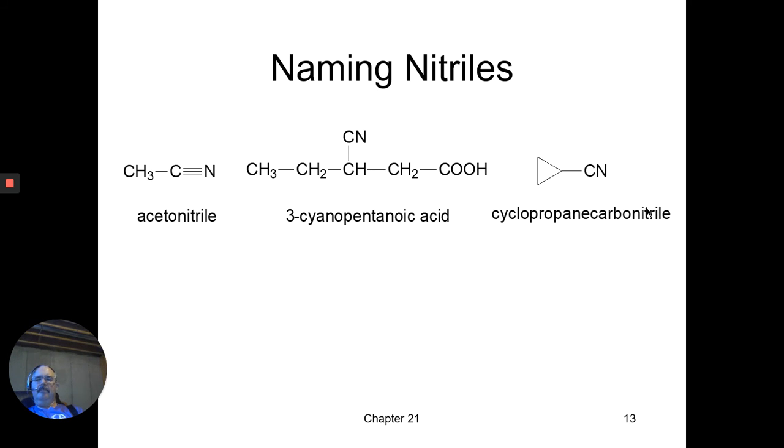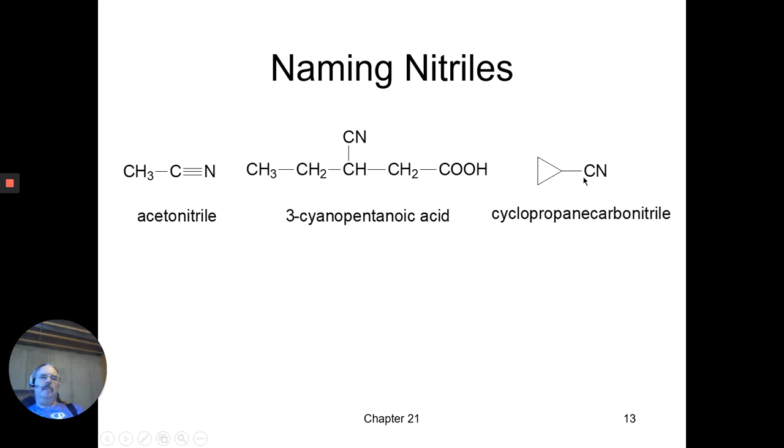In common nomenclature, this is called acetonitrile. In the IUPAC, it's called ethane nitrile. We don't drop the E. Okay, in this middle example, the carboxylic acid takes priority. So the CN group is a cyano. So this is 3-cyanopentanoic acid.